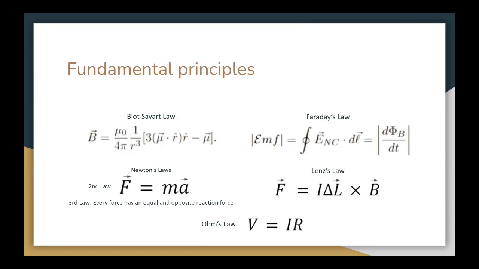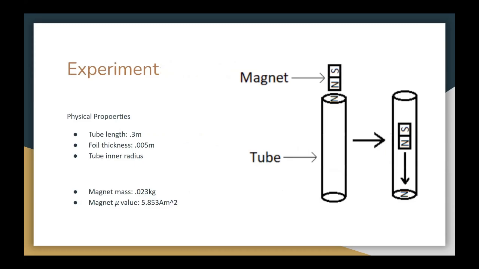The fundamental principles used in this lab were the Biot-Savart law, which calculates the magnetic field exerted by a magnetic dipole moment at any point in space, Faraday's law, which relates the EMF to the change in flux, Ohm's law, which is V equals IR, Lenz's law, which relates current in the length that is traveling across the magnetic field to the force exerted on what you're analyzing, and Newton's laws, with the second law of F equals ma, and the third law of every force has an equal and opposite reaction force.